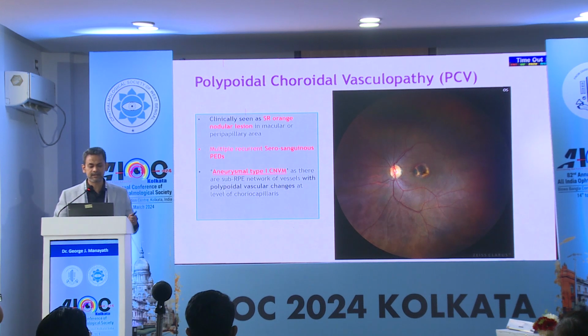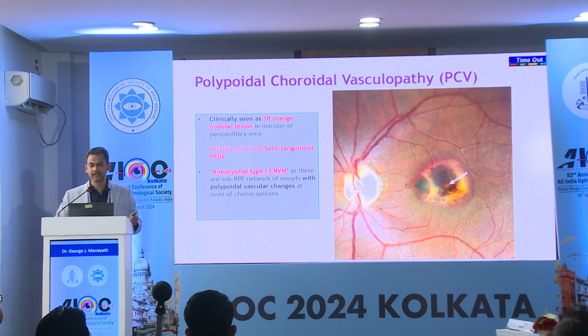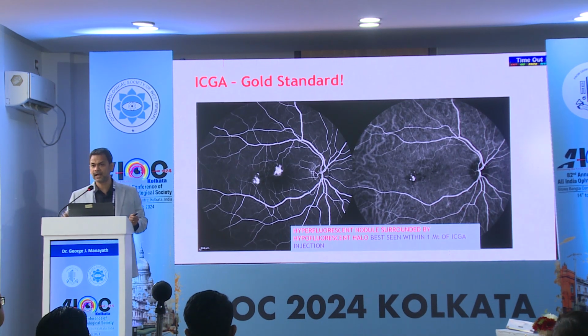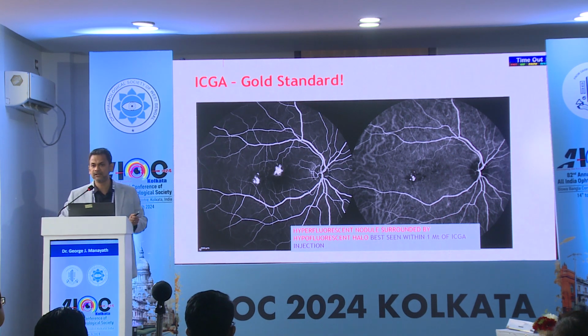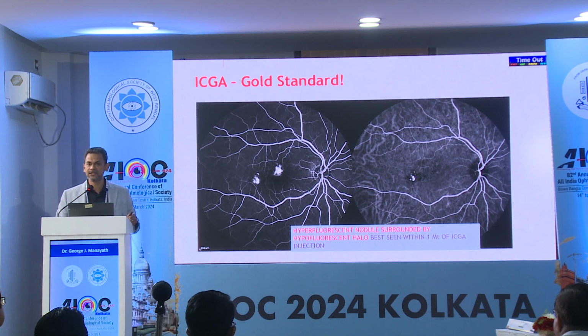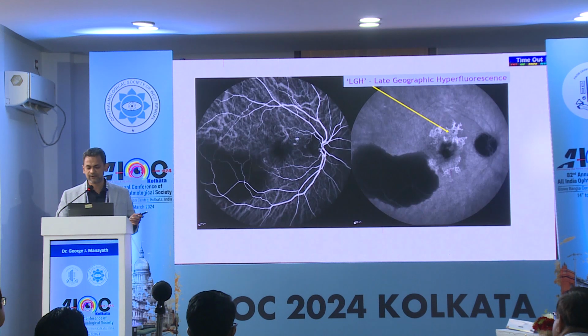The last entity we touch upon is PCV or polypoidal choroidal vasculopathy, which is a serosanguinous maculopathy. You can have serosanguinous PEDs, called type 1 or aneurysmal type 1, and ICG is still the gold standard in imaging, where it shows these hyperfluorescent nodules with a halo of hypofluorescence, best appreciated within the first 1 minute. Unlike the other CNVM which causes a plaque lesion in the late phase, it is very important to see these nodular lesions in the first 1 minute.